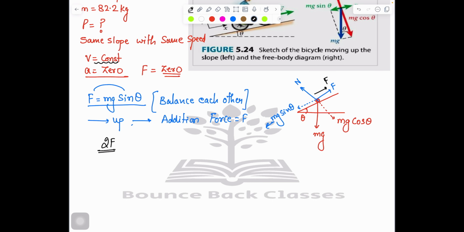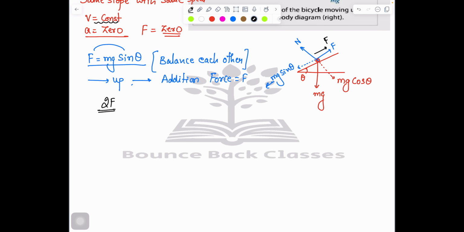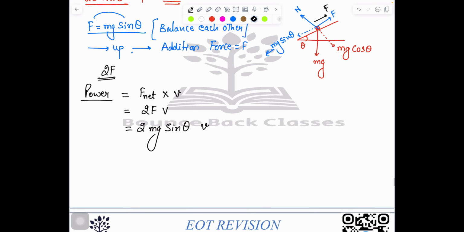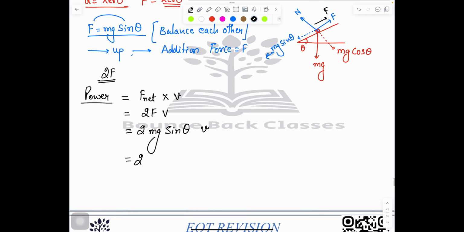So guys, now solve it. Now we are looking for power. Power is equal to force, net force F net, multiplied by V. So what is the F net? 2 times the force, multiplied by V. What is the force? mg sine theta multiplied by V. Just place the values. 2, what is the value of m?